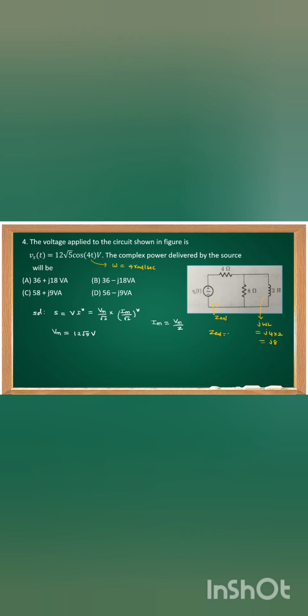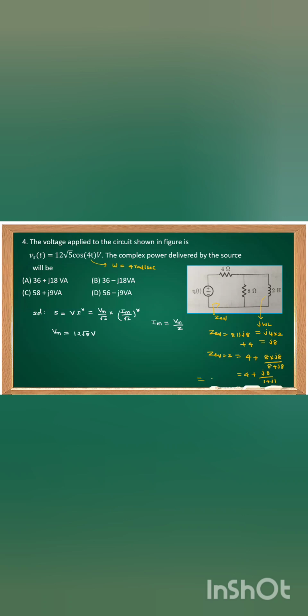The equivalent impedance equals this j8 in parallel with 8, that is 8 in parallel with j8, plus 4. Clear? Then you calculate Z equivalent: Z equals 4 plus 8 times j8 by 8 plus j8. Take 8 common, 8 cancels, so 4 plus j8 by 1 plus j1.